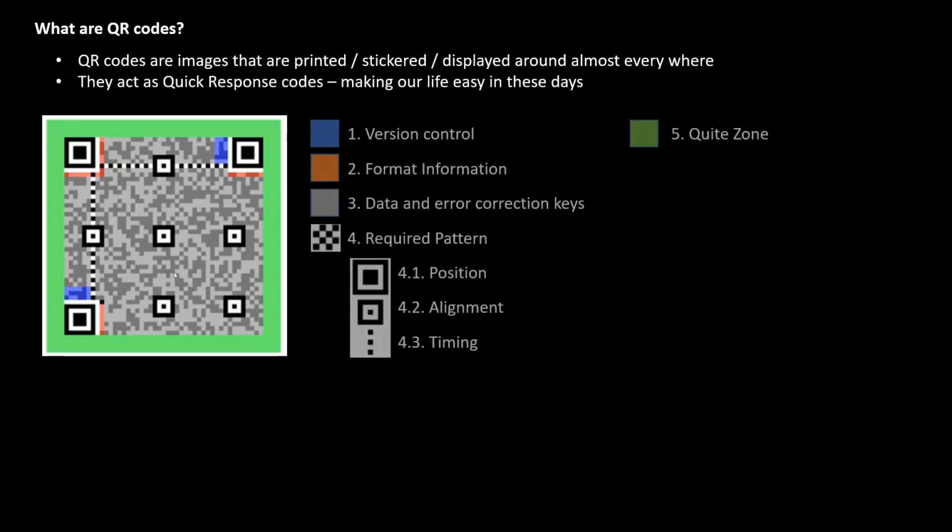So let us see what QR codes are. QR codes are images that are printed, stickered or displayed around almost everywhere. They act as quick response codes. So QR stands for quick response, and they are making our life easy these days. So mostly they look like this. They are some black dots on a white background.